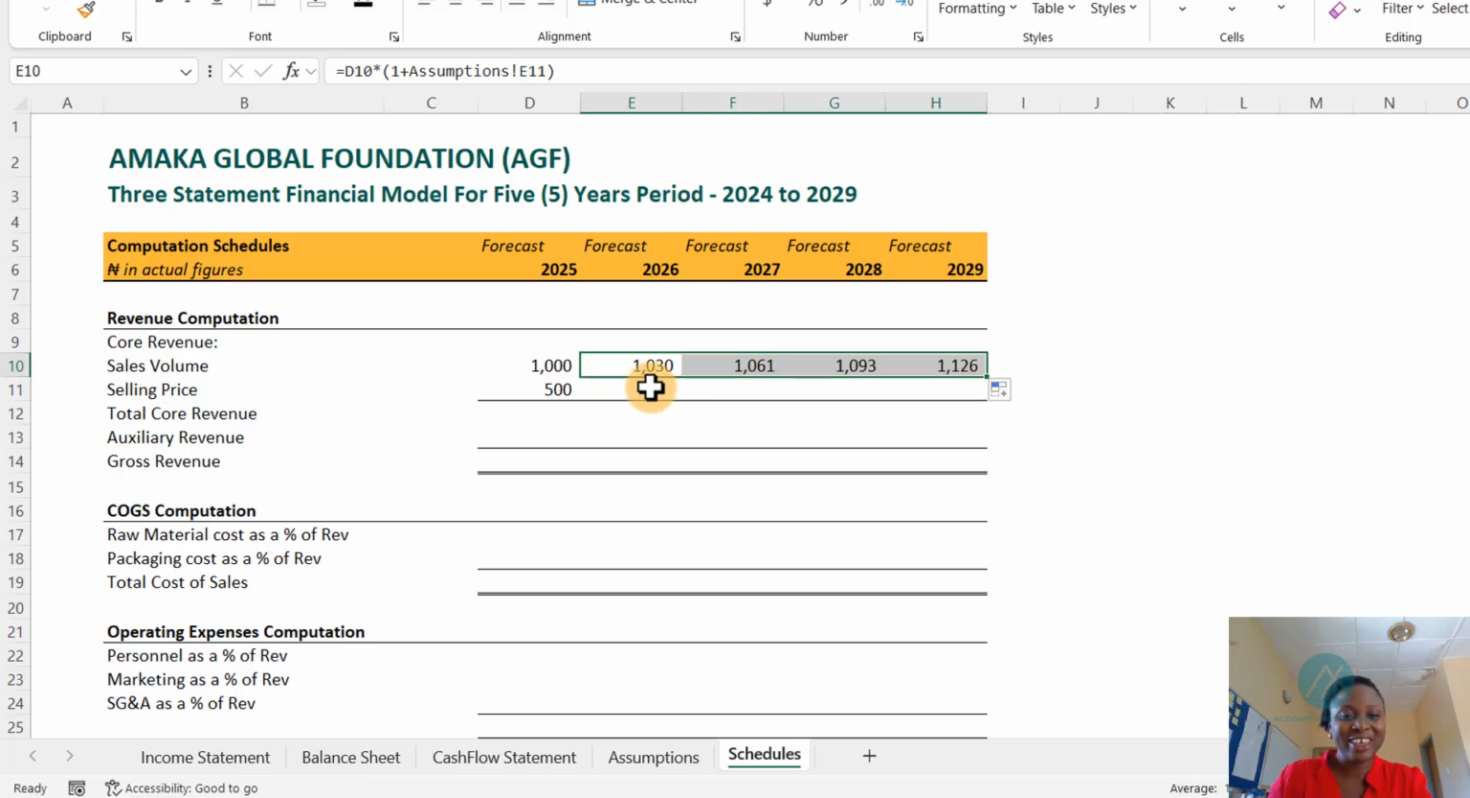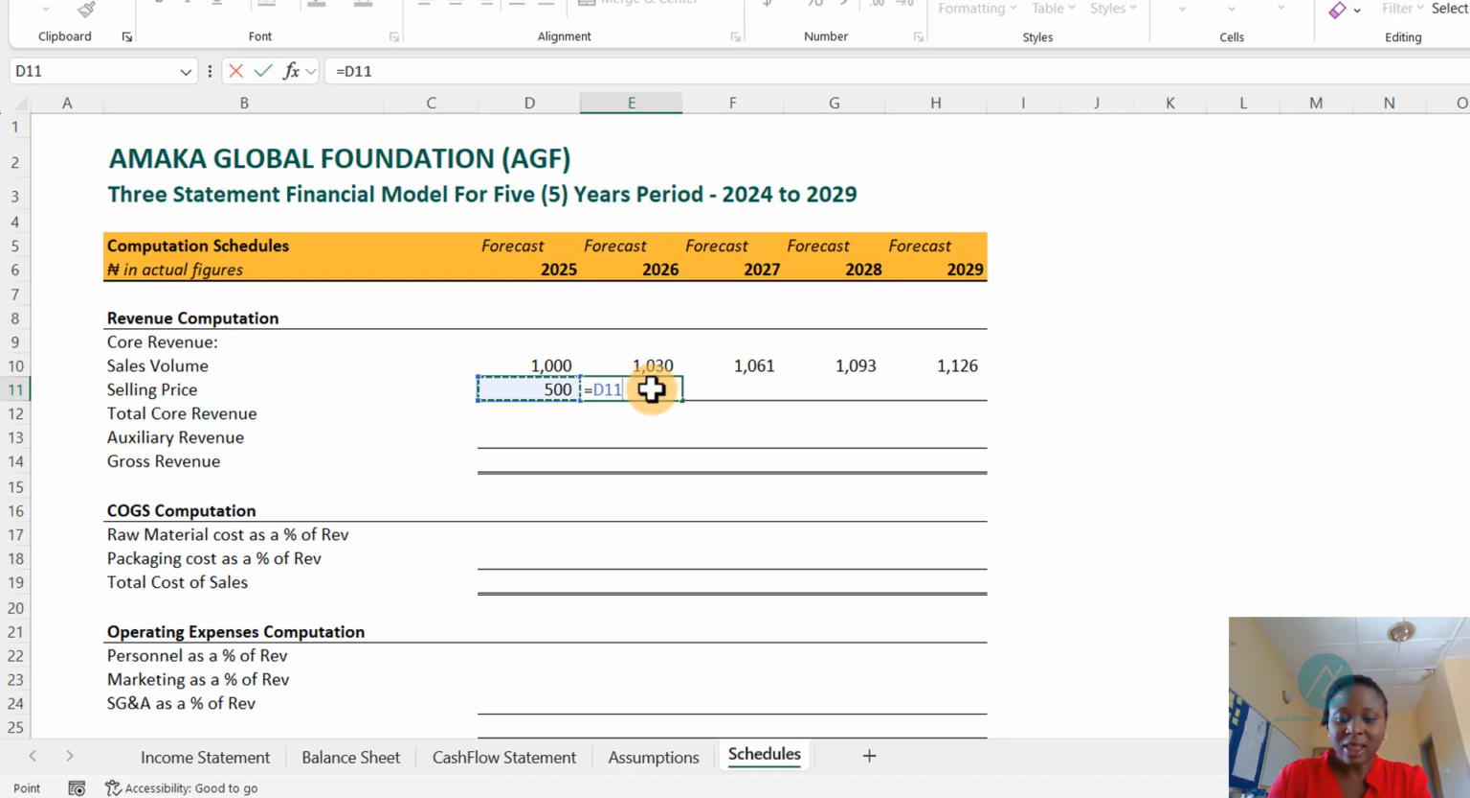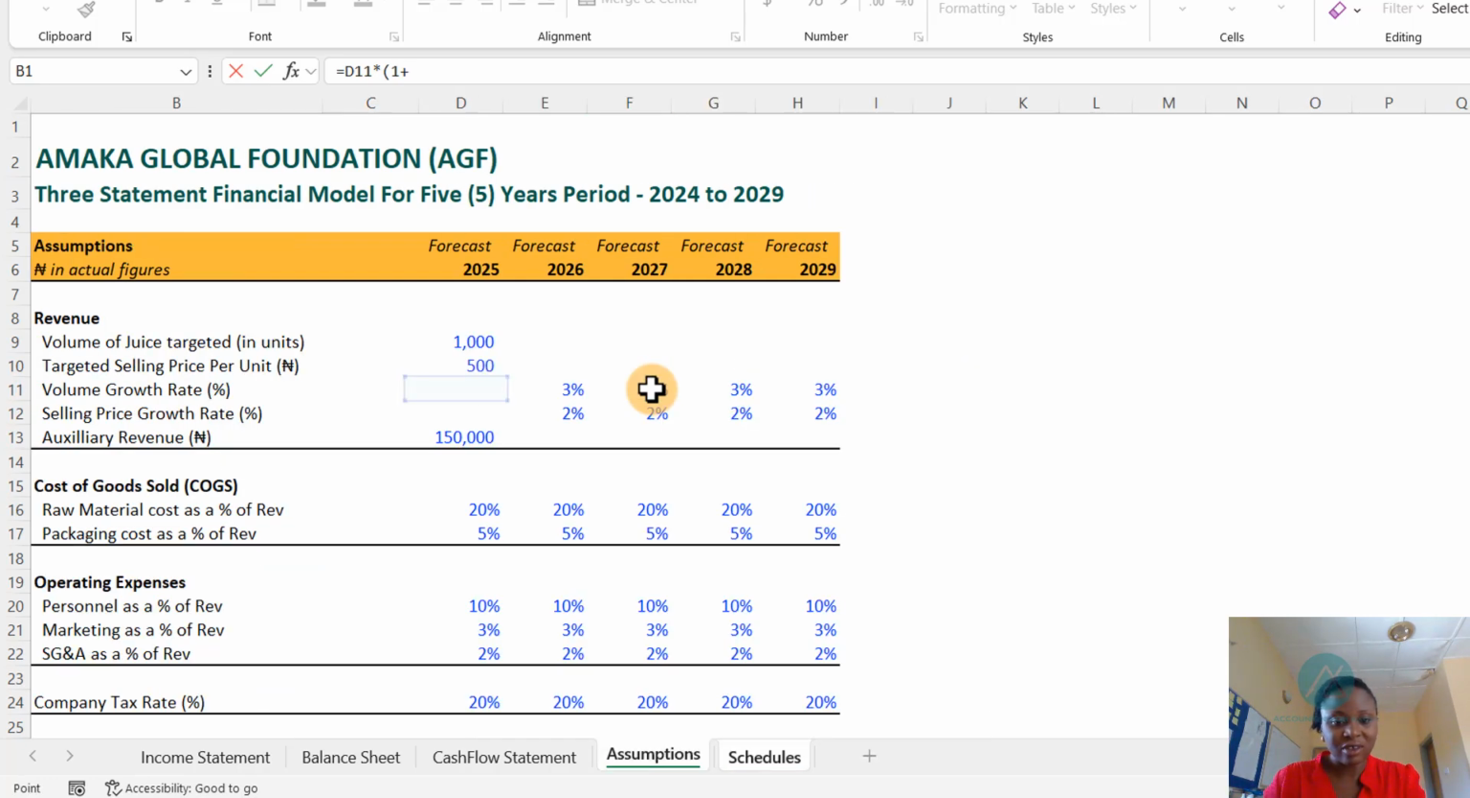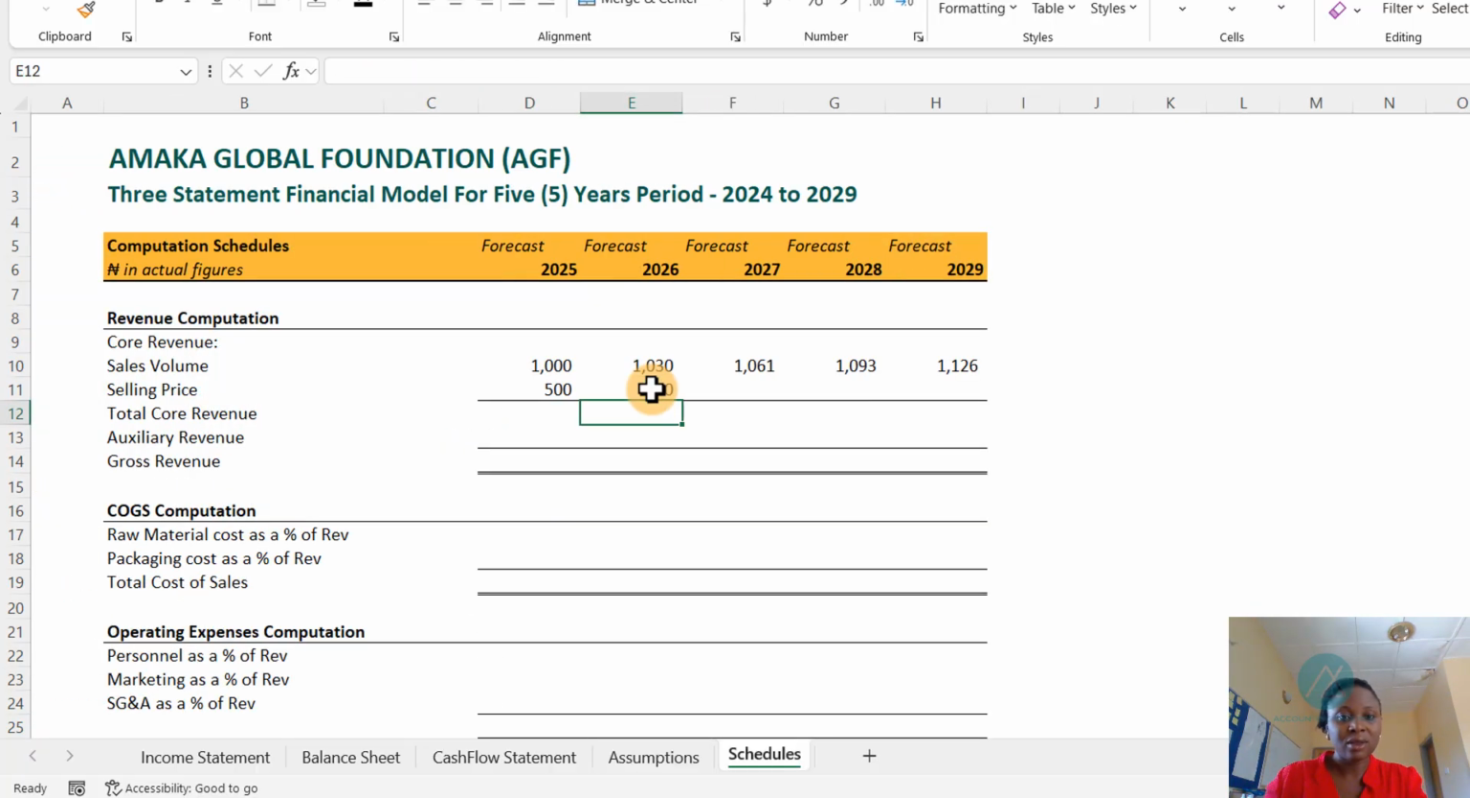Okay, so the next one is the selling price, growth by 2%. So we say this times, open the bracket, 1 plus, so you go back to your assumption sheets. Remember your selling price growth rate. So we'll pick it. This is the selling price growth rate, and you're there.